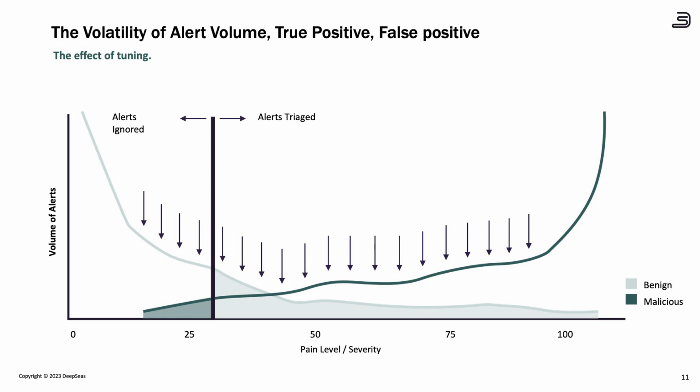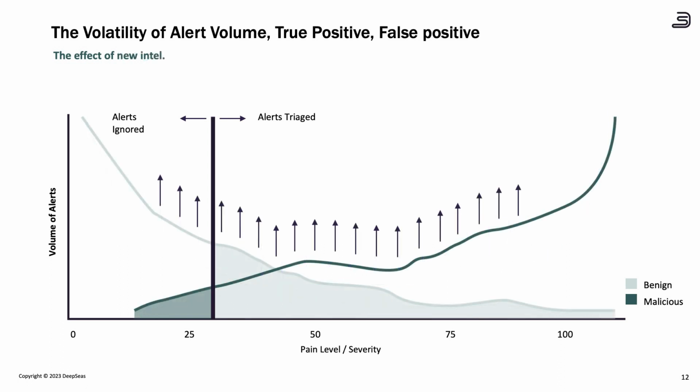You're really trying to get those pain levels to be maximized, either benign events as close to 0 severity as possible, and malicious events as close to 100 as possible. So the act of tuning Intel and tuning those detection use cases and signatures really acts like a compressing force in the center of that equation there.